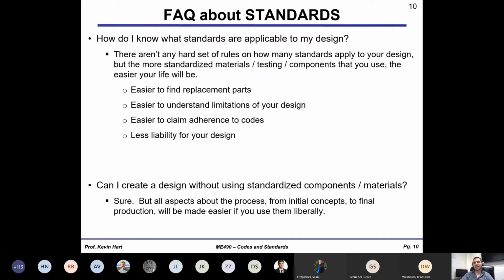Standards, you can basically make a design without adhering to any standard. Not advised, but it could be done. So I'll say that there aren't really any hard set of rules on how standards apply to your design, but the more standards you utilize, the easier your life will be, okay? Because if you use some non-standard material that you just don't know anything about, how do you know if your design is going to hold up to the stresses that your design requires?